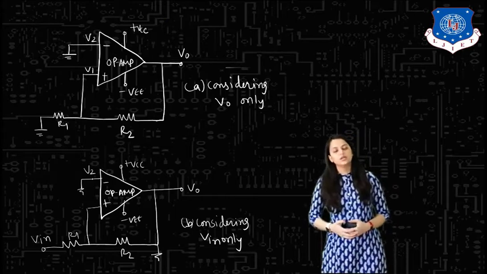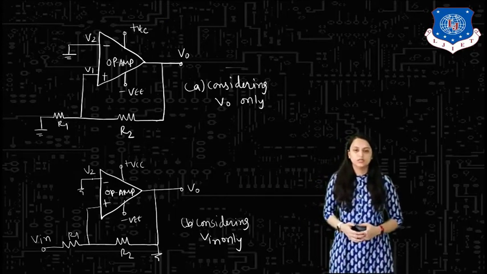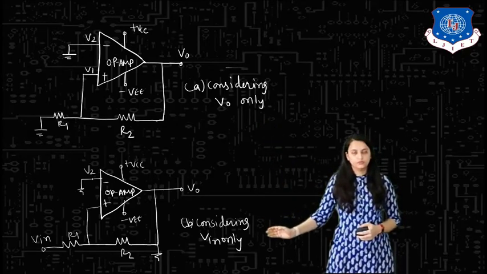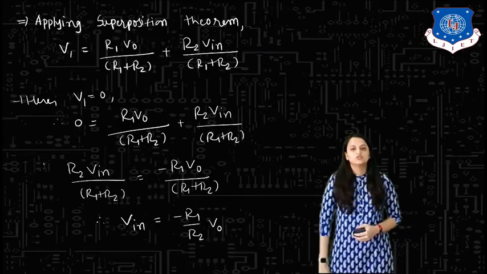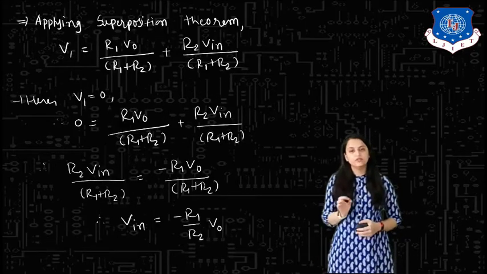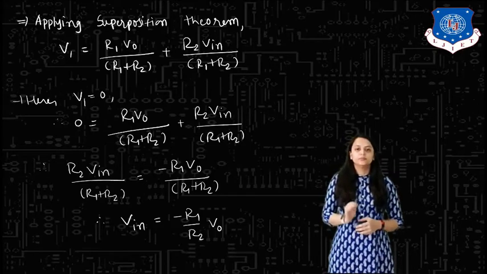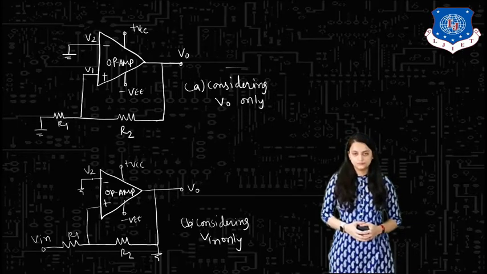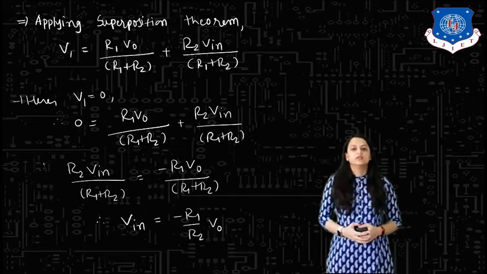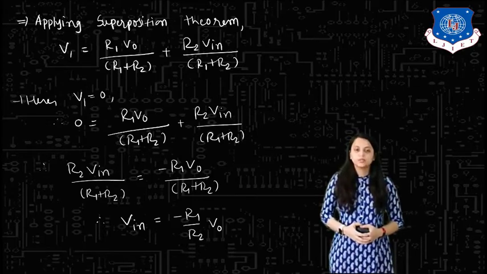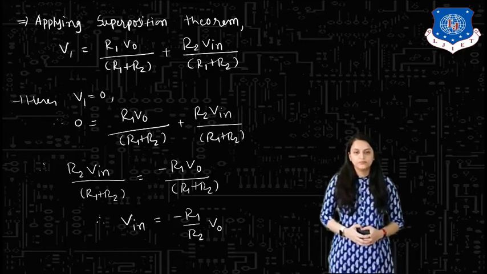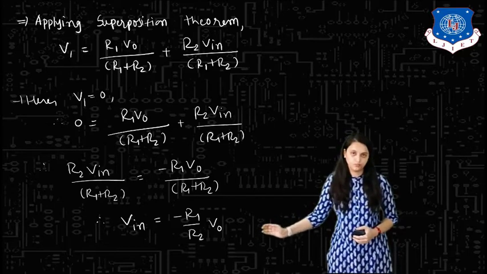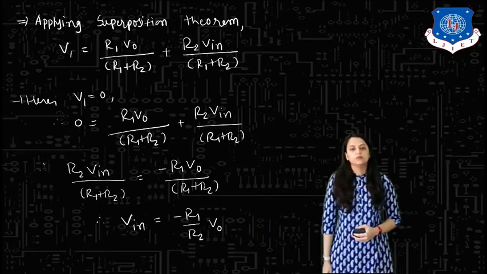Now, to obtain the output equation for this, we will use the superposition theorem, where we will consider output VO only and input Vin only. Applying the superposition theorem, we get V1 equals R1 VO upon R1 plus R2, plus R2 Vin upon R1 plus R2. Here, as you can see, V1 is 0. That is equal to R1 VO upon R1 plus R2 plus R2 Vin upon R1 plus R2. So we will have Vin equals minus R1 by R2 into VO, by making Vin the subject.